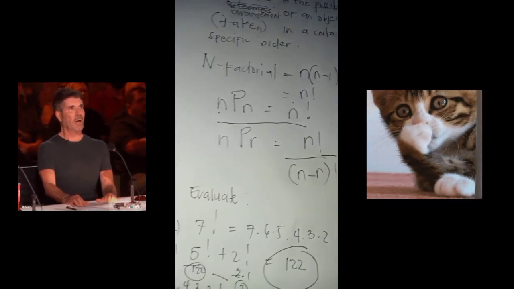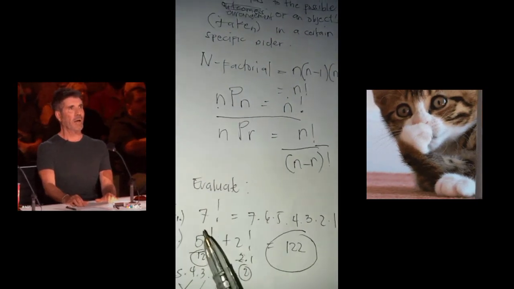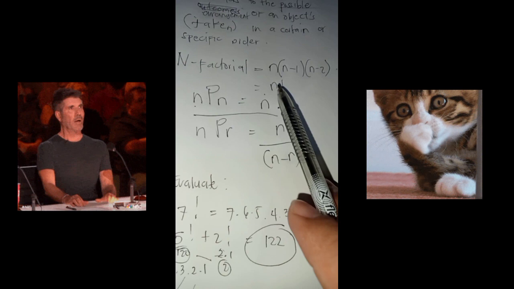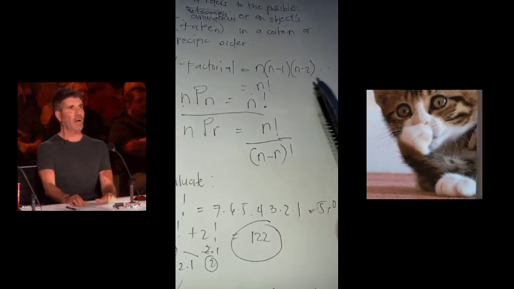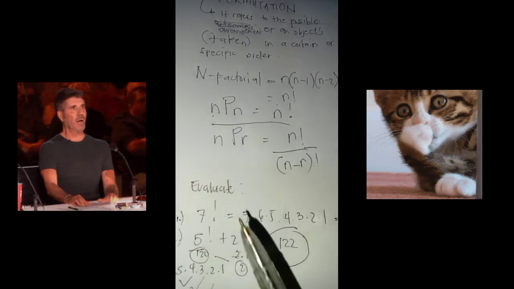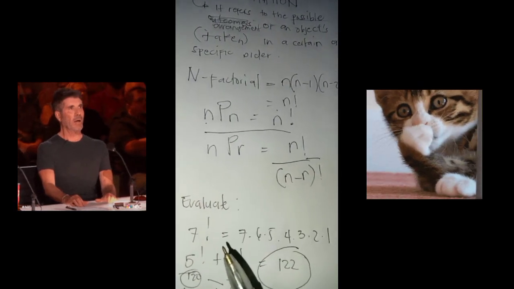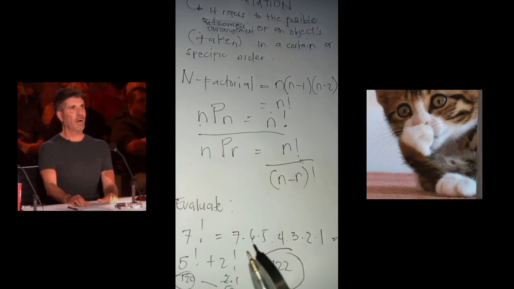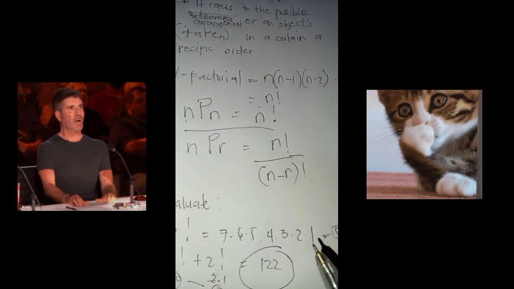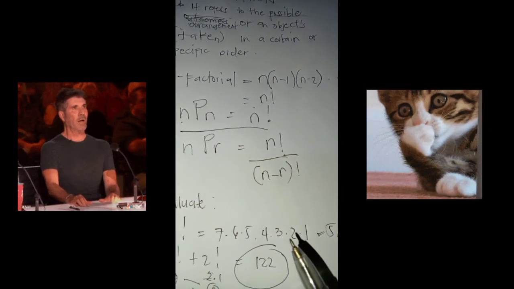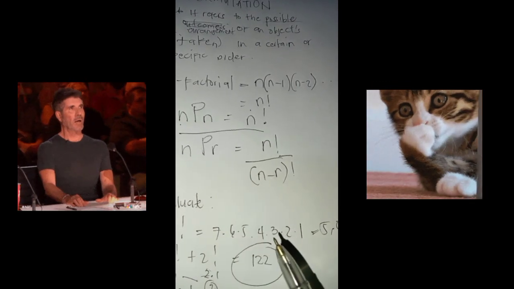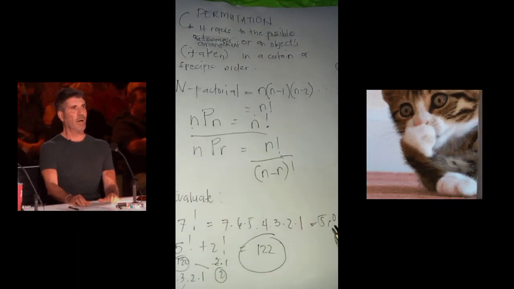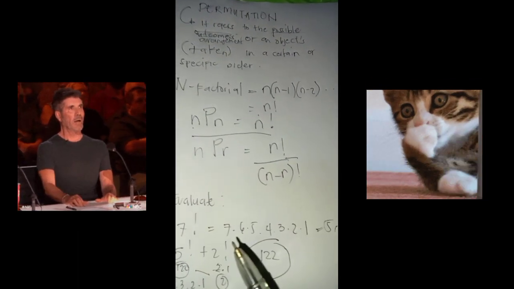For example, number 1: evaluate 7 factorial. Following the formula, n times n minus 1, n minus 2, down to 2 times 1. In short, you multiply in a descending way the next smaller number: 7 times 6 times 5 times 4 times 3 times 2 times 1. Zero is not included. That gives us 5040. The problem is if you do not know how to multiply.